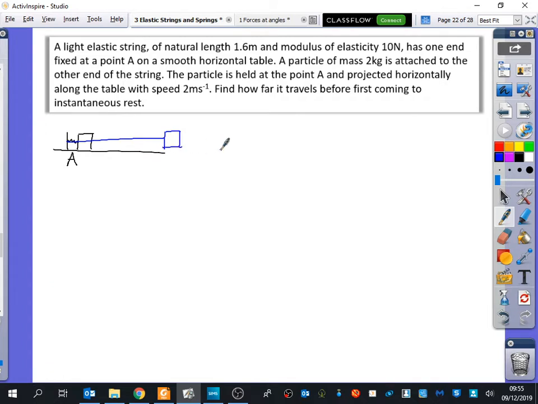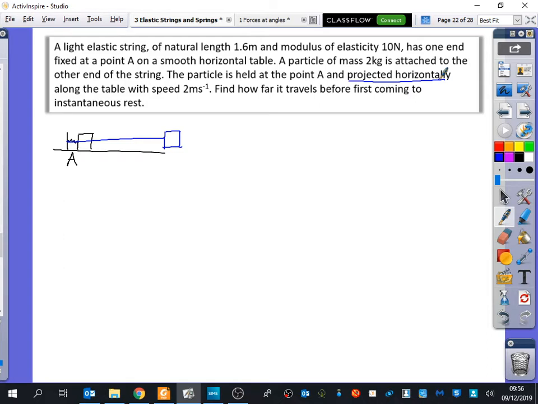It's not compressed. It doesn't have any tension. That black line there is just like a loose string. So what's making it move forward? It says here that it is projected horizontally along the table with speed 2 meters per second. So it's saying some force, just some impulse made it move.